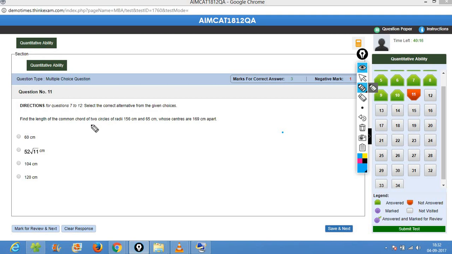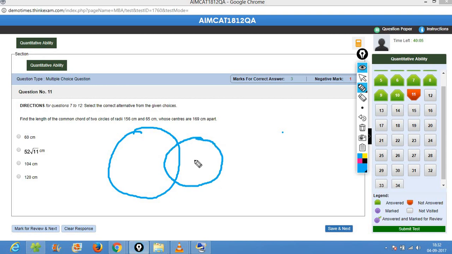Find the length of the common chord of two circles. Okay, common chord of two circles. Let's make a diagram. So this is one circle, this is another circle. Its radius is 65, the other radius is 156, and the distance between them is 169. As you can see, I have to find out this common chord.